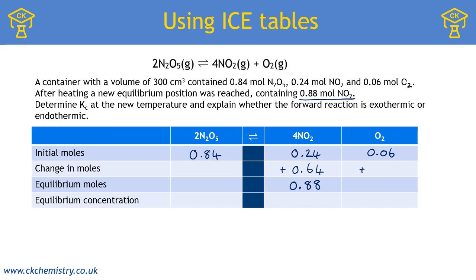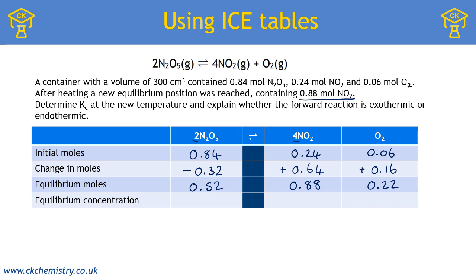It's gone up by 0.64 for NO2, but the ratio is 4:1. So I divide 0.64 by 4, and I get 0.16. So my new number of moles of oxygen is now 0.22. On the other side of the equation, N2O5 must have gone down because that's how I made the NO2 and the O2 increase. It's going to go down by half of 0.64 because of my ratio of 4:2. So I'm going to take away 0.32 moles, and my new value is going to be 0.52. So really get to grips with this step. Do not skip it. Make sure you're clear whether it's plus or minus and why it is the values it is based on the balanced equation.